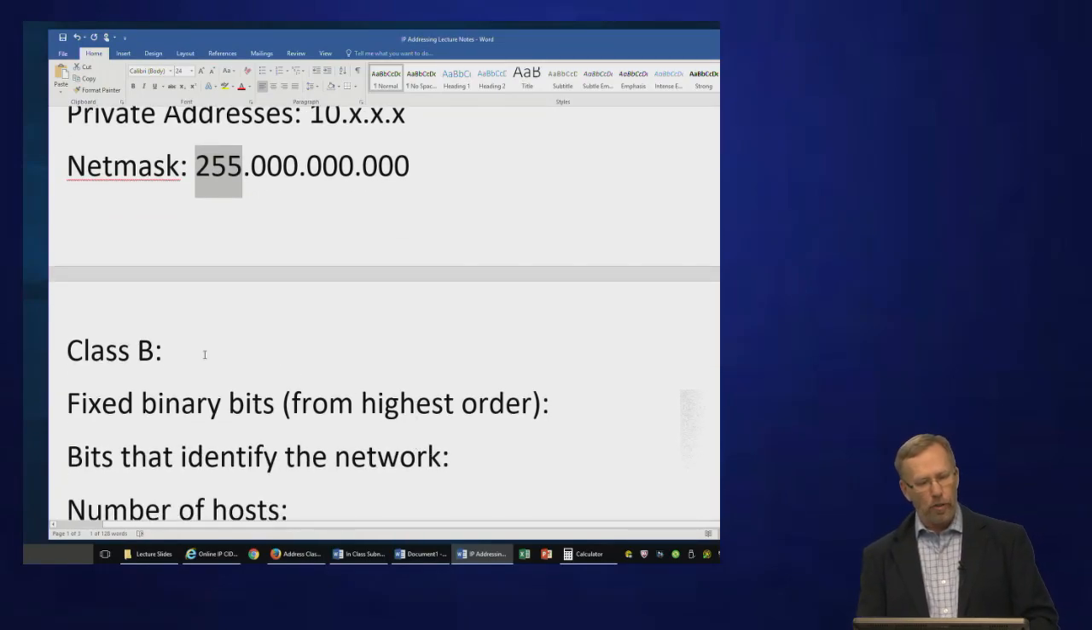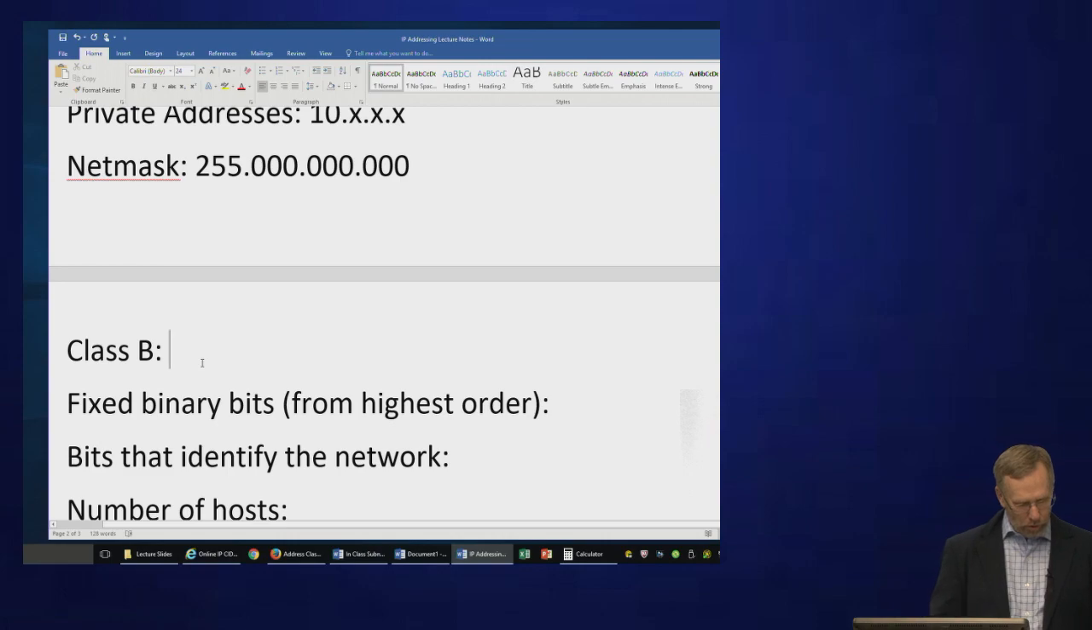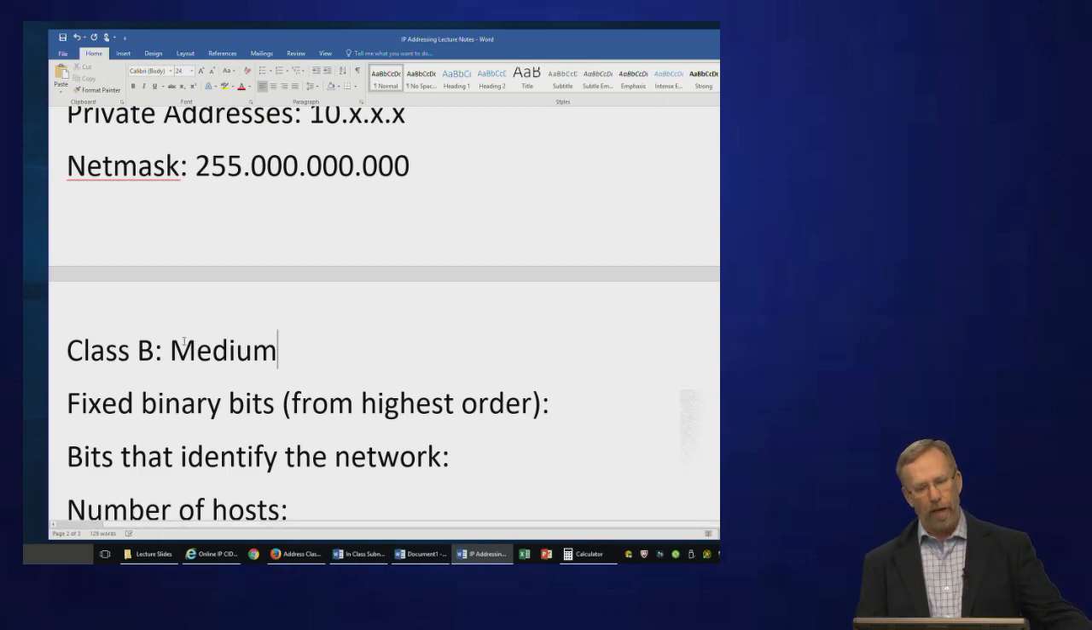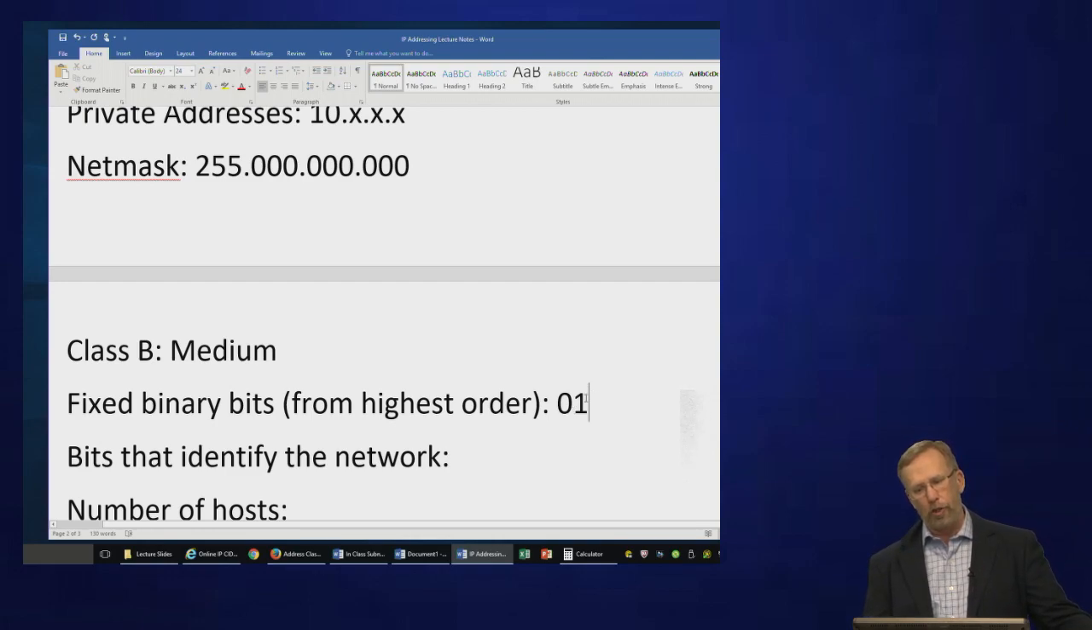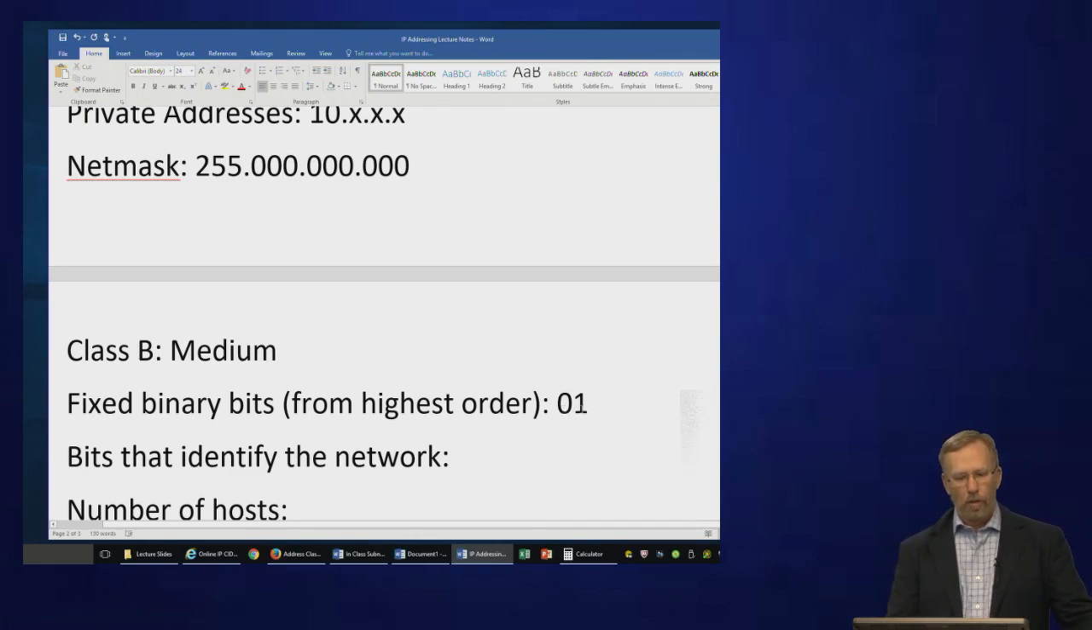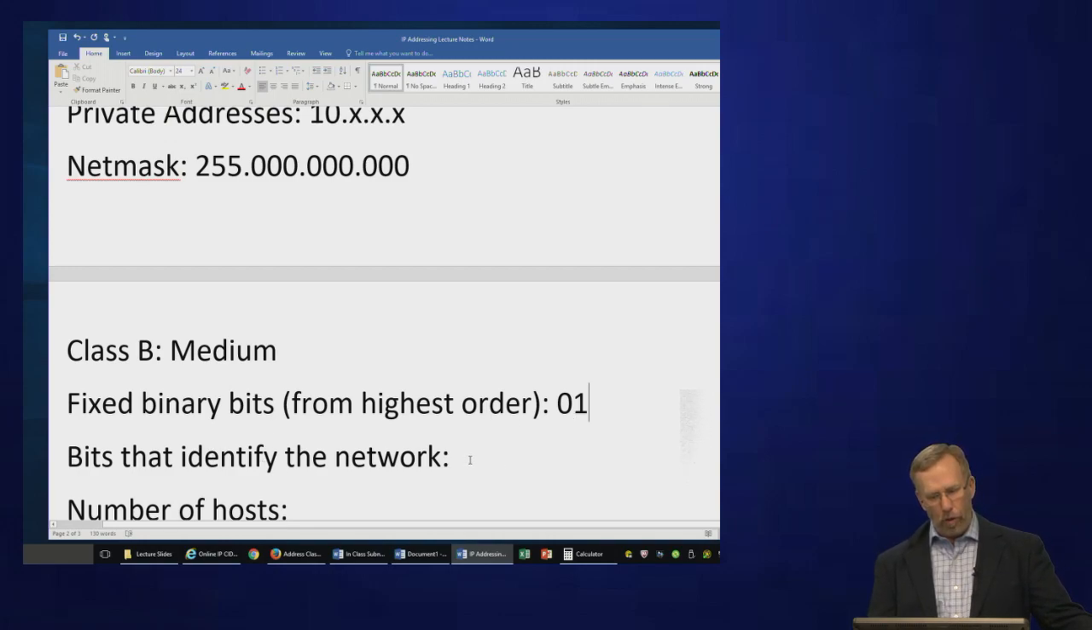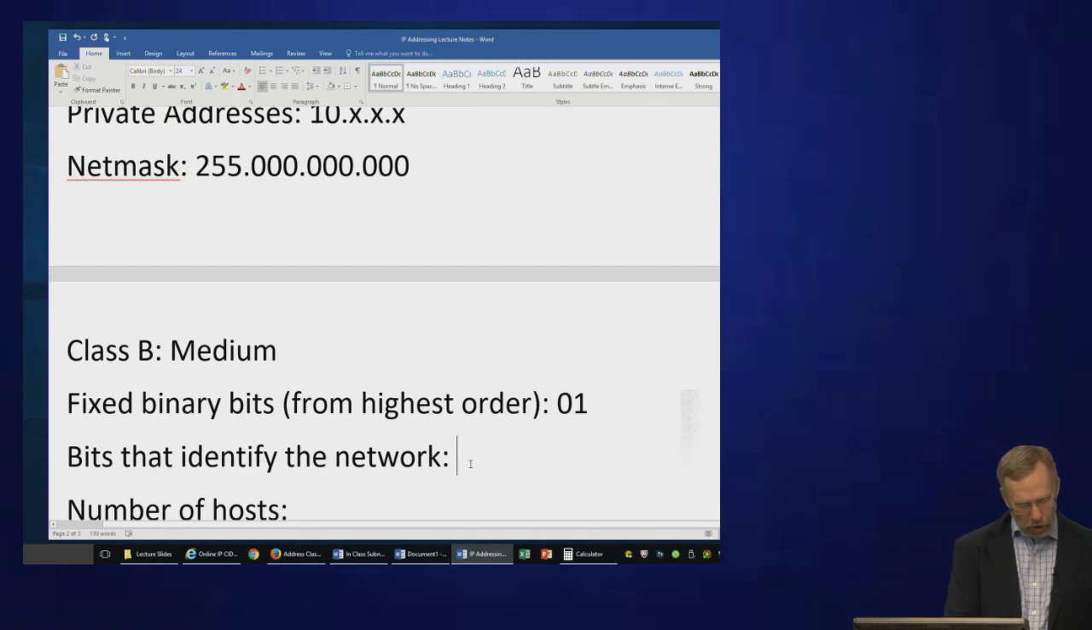So now let's look at Class B addresses. Class B addresses are medium-sized networks, medium-sized pools of addresses. The fixed binary bits from the highest order: in Class A, we just worried about the first bit. In Class B, the first 2 bits of the IP address itself will always be 0, 1. The bits that identify the network in a Class B are the first 16 bits.